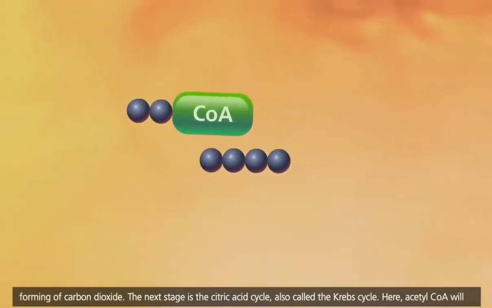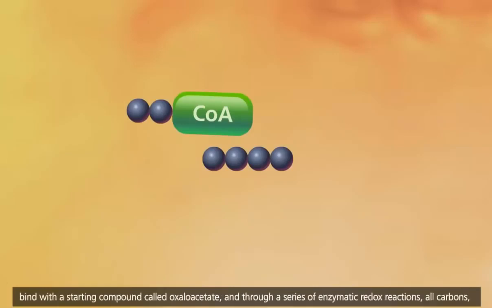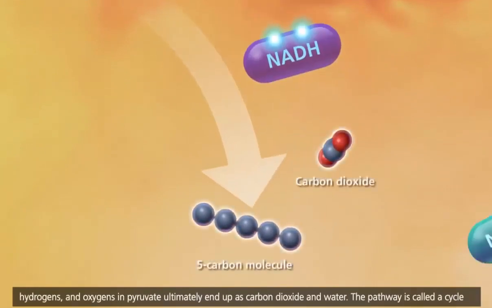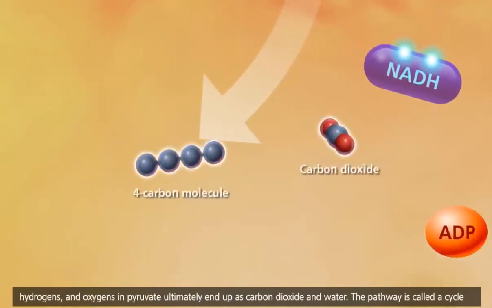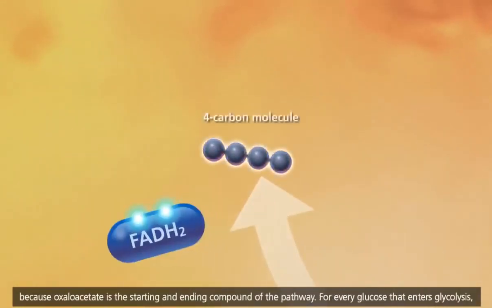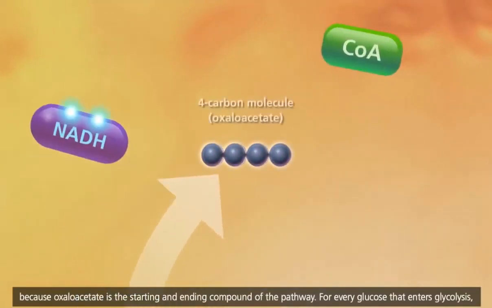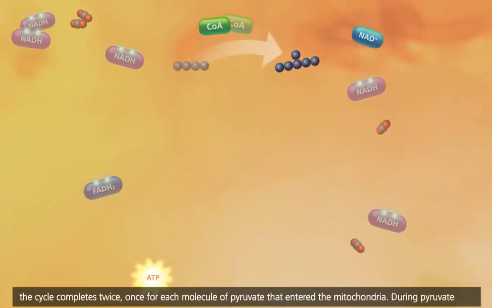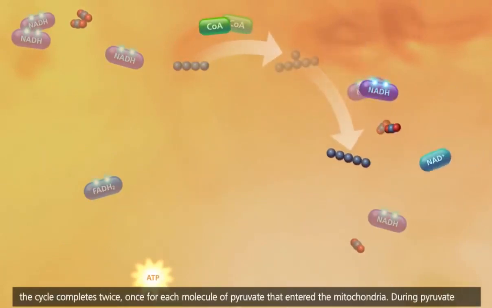The next stage is the citric acid cycle, also called the Krebs cycle. Here, acetyl-CoA will bind with a starting compound called oxaloacetate, and through a series of enzymatic redox reactions, all carbons, hydrogens, and oxygens in pyruvate ultimately end up as carbon dioxide and water. The pathway is called a cycle because oxaloacetate is the starting and ending compound of the pathway. For every glucose that enters glycolysis, the cycle completes twice, once for each molecule of pyruvate that entered the mitochondria.